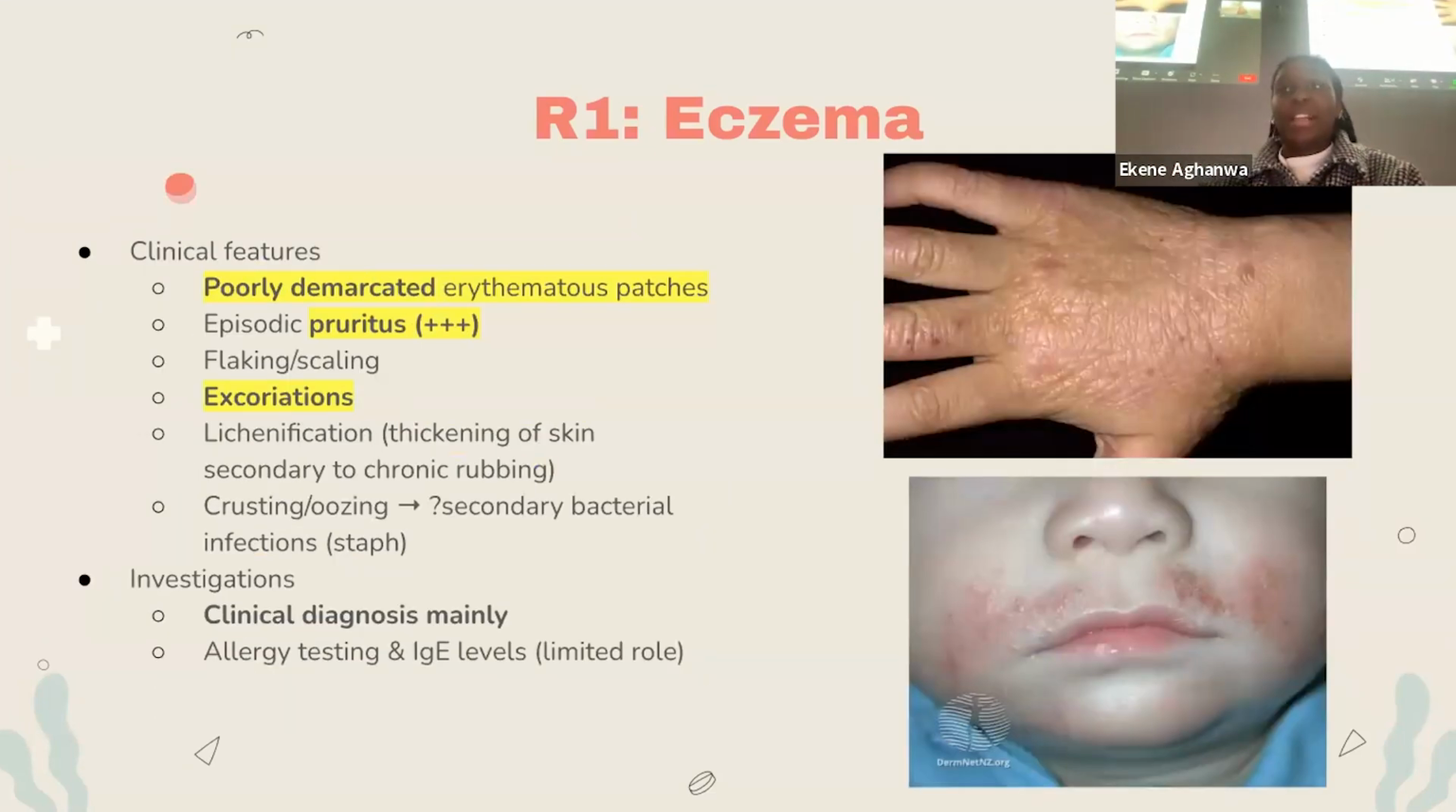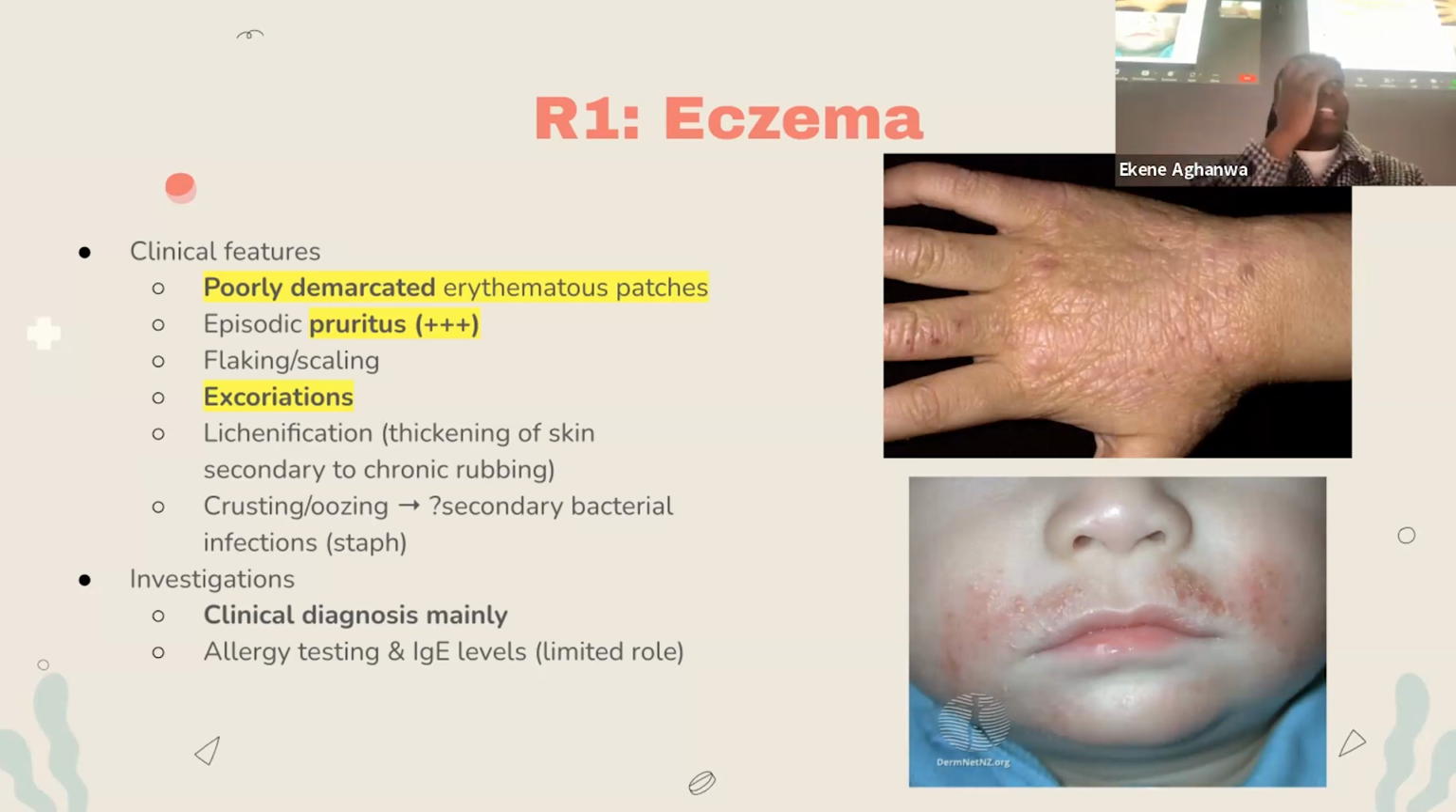The way they'll describe eczema is that it's poorly demarcated erythematous patches. Poorly demarcated meaning you can't really see where it begins and ends too well. It's kind of all just together. And it's associated with a lot of itchiness. Because they're scratching so much, they can get excoriations in their skin too. There's also lichenification that can happen. Lichenification is thickening of the skin, and that occurs because of the chronic scratching as well.